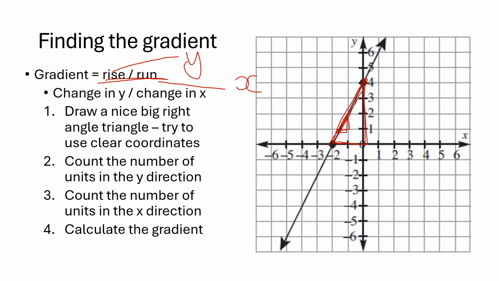We count how many units it goes up in the y direction. Here it is going up 4. We count the number of units in the x direction. Here it is 2. So our gradient is going to be 4 divided by 2. It's going to be 2. And we note that it's positive. It is going upwards.